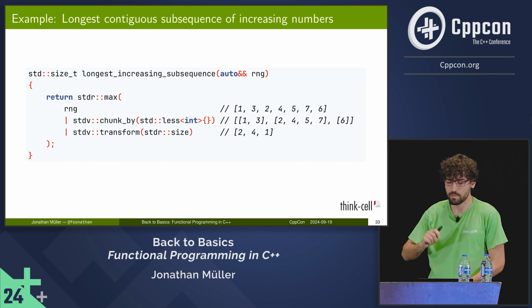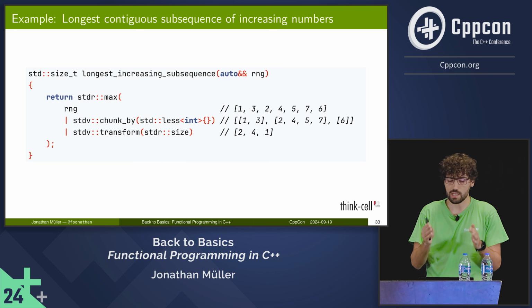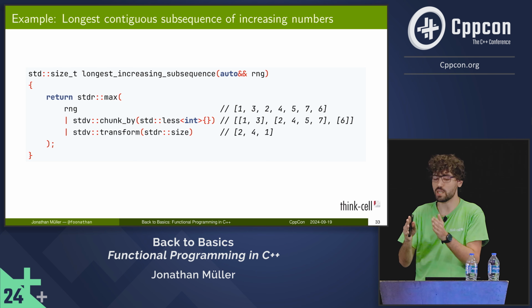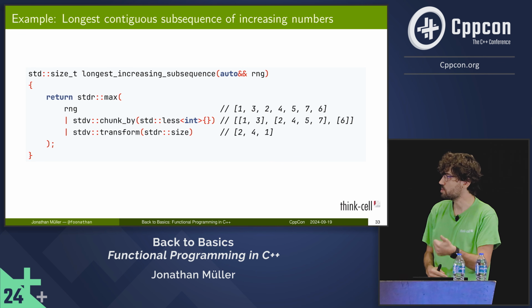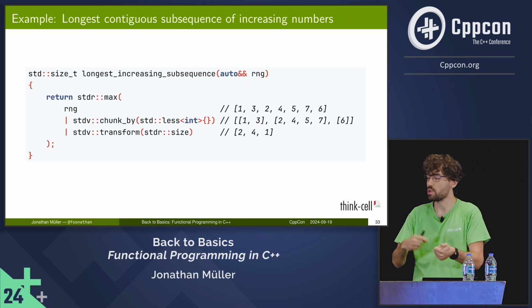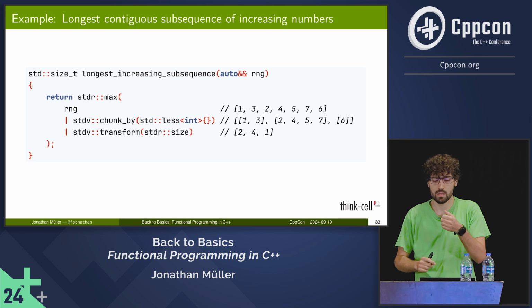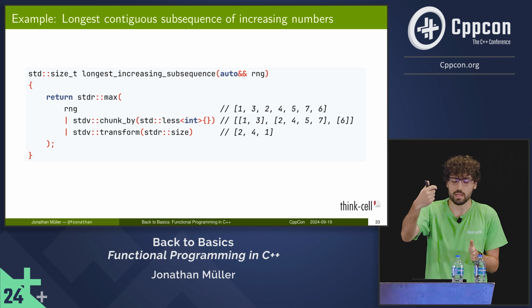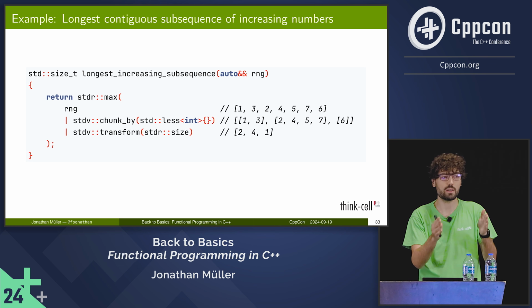So we take a range, and then we pipe that into chunk by. Chunk by takes a binary predicate, and it will split at the point where two adjacent elements no longer satisfy the binary predicate. So the first chunk will start out with 1, and then it will call less on 1 and 3. Since 1 is less than 3, we will add 3 to the first chunk. Then our first chunk is 1 and 3, right? And then we check 3 and 2, but 3 is not less than 2, so we split. So the first chunk is 1 and 3.